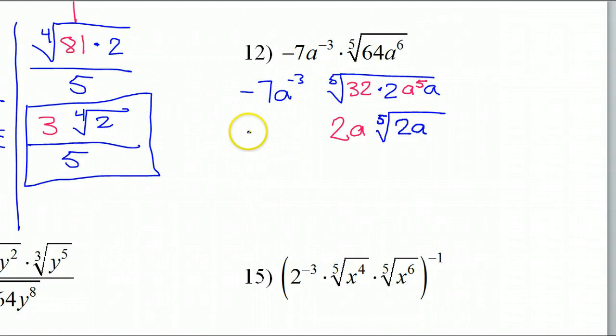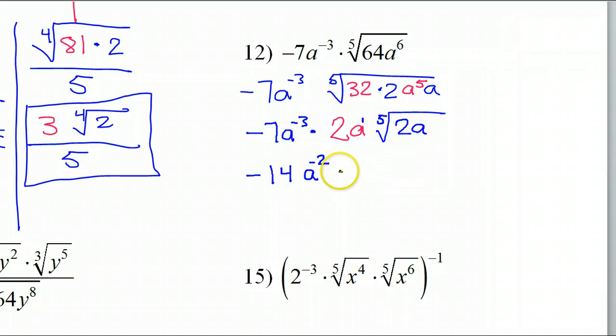Now I still have negative 7a to the negative 3 power over here. So let's sort of put this together. Negative 7 times 2 is negative 14. Now when I put these a's together, I'm adding the exponents. So this is like a to the 1 power. So negative 3 plus 1 is negative 2. So this will be a to the negative 2 power. Alright, and I've still got the rest of it.